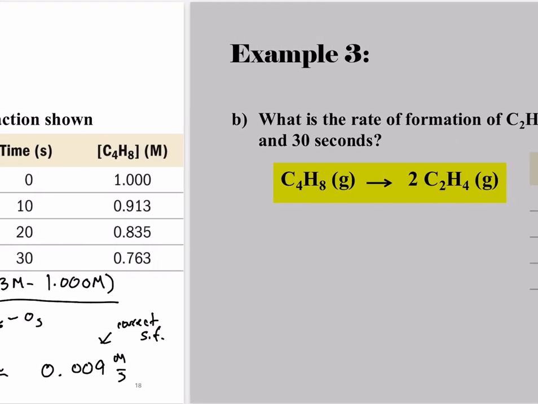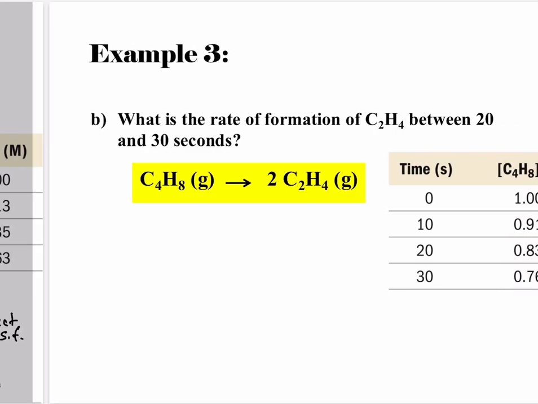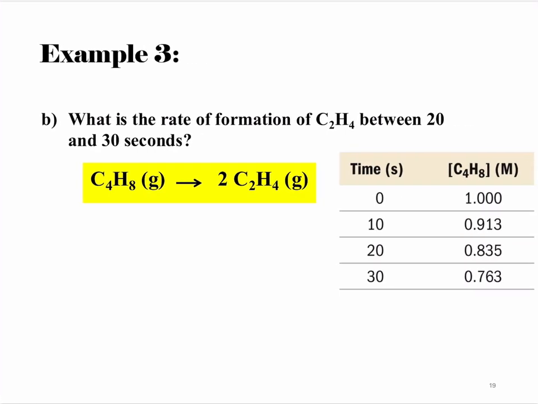No? All right. So then for the same data table, now we're asking what is the rate of formation of ethene, right? So I keep saying ethene, but that's what this molecule is, ethene, between 20 and 30 seconds. All right, so instead of looking at the rate of reaction, what is the rate of formation equal to? How would we write an expression for the rate of formation?